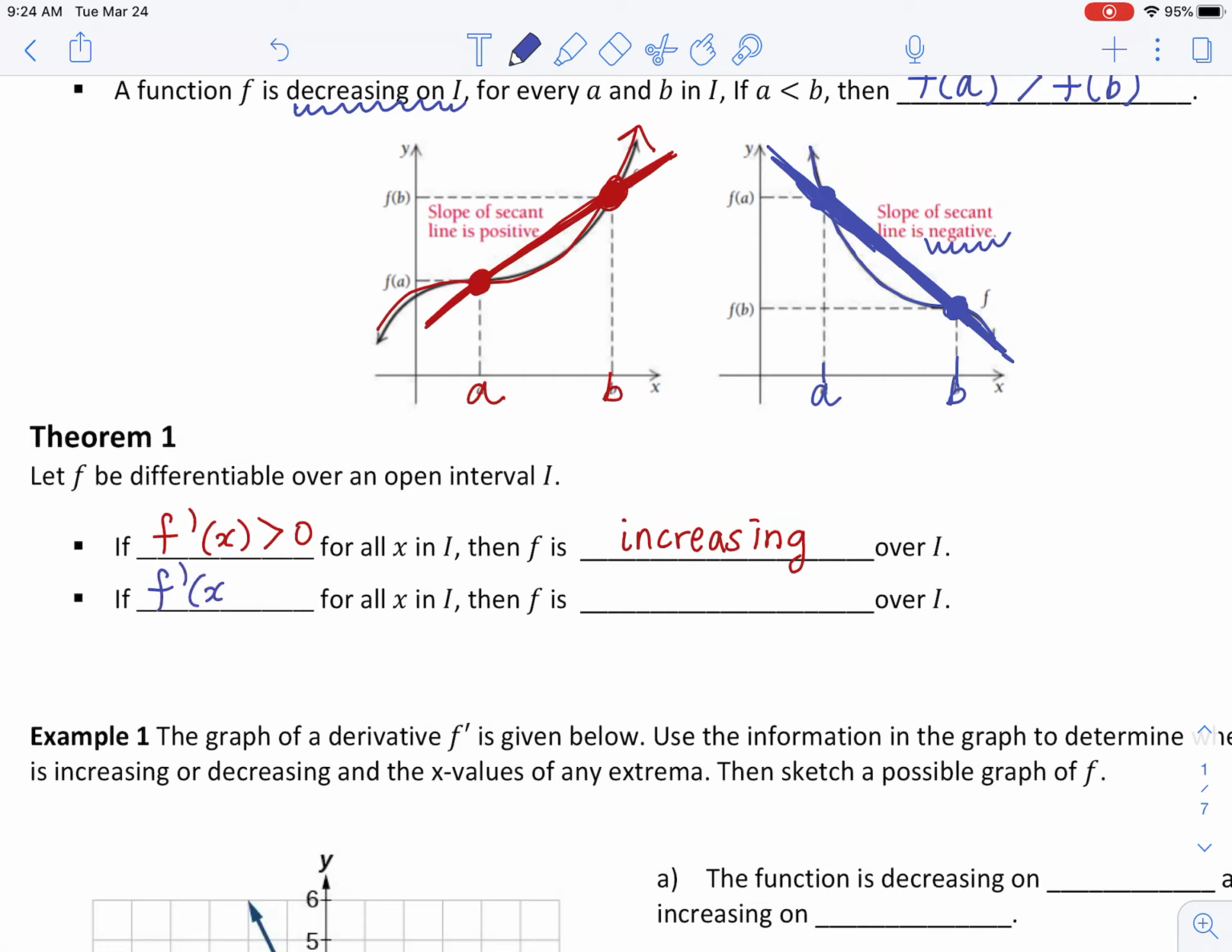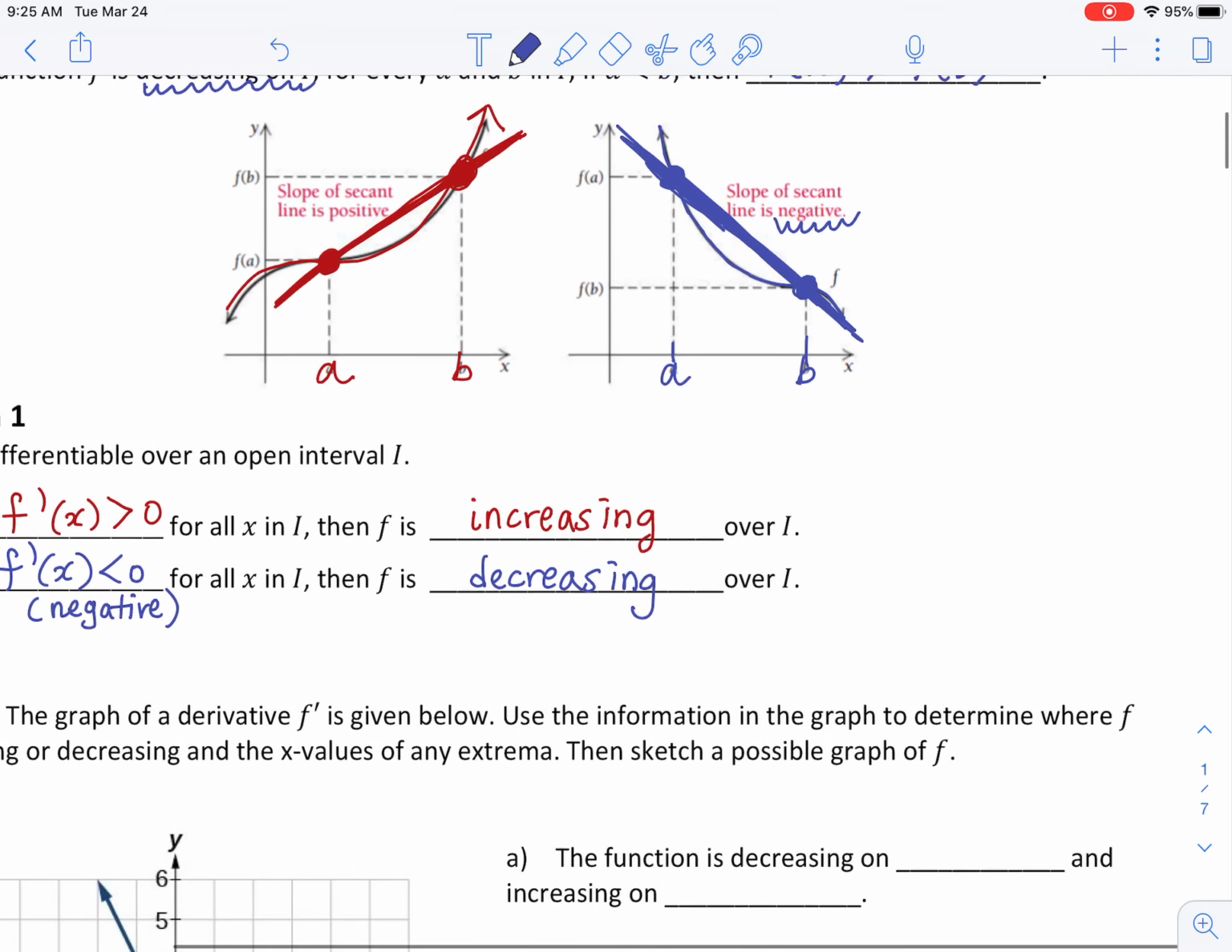So if f prime of x is less than 0, in other words, this is negative slope, negative derivative, for all x in I, then f is decreasing over I. Okay, I hope this is making sense so far. Let's use this idea in example number 1 and 2, okay?